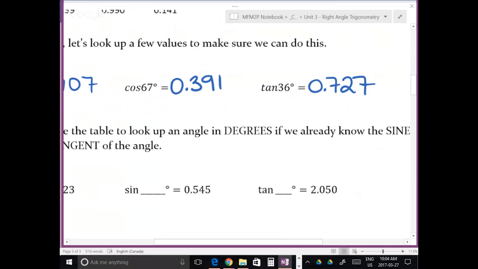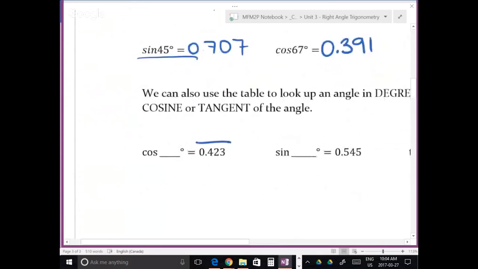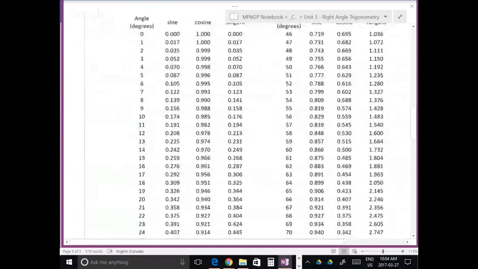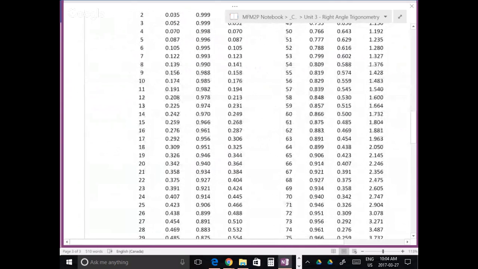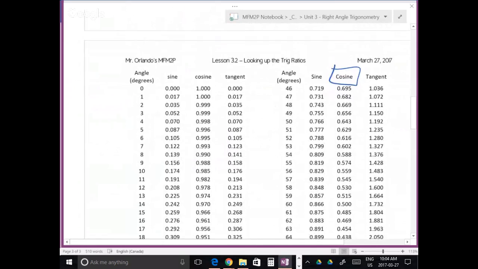0.727. Good job. Now, I want to show you, too, that we can go the other way. What if I don't know the angle, but I know that it has a cosine of 0.423? I look for the cosine of 0.423. Okay, so here's cosine. And if I go down 0.6, 0.5, 0.423, and what angle is that? That's okay. You found 25.